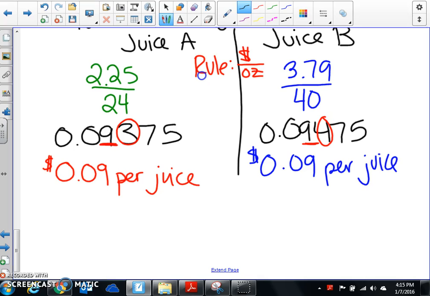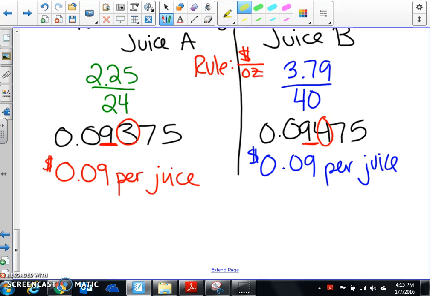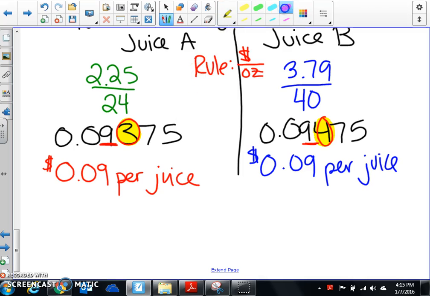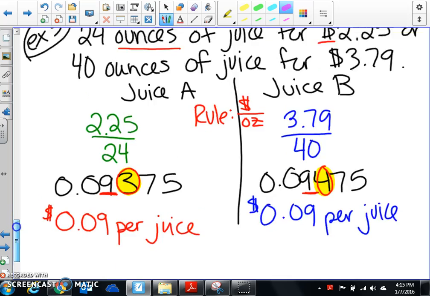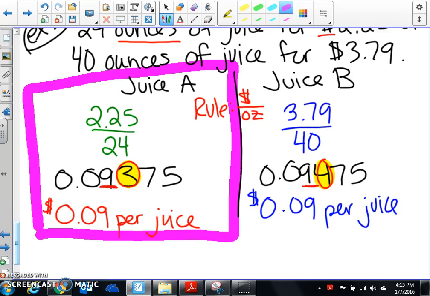Well, this is why we write all of our decimals down, because if you get the exact same amount, then you have to go to the thousandths place. So I need to go look at this thousandths place. 3 versus a 4. So 3 is smaller. So since 3 is smaller, that is the better deal. So my better deal would be juice A, because I want to spend as least amount of money as possible.